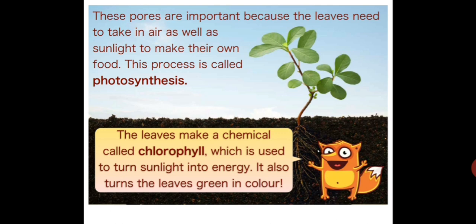So there's some really important words there. We need to know the word photosynthesis, which is the way that the plant makes energy, and we need to know the word chlorophyll, and that's the chemical that helps the leaf to make energy from sunlight.